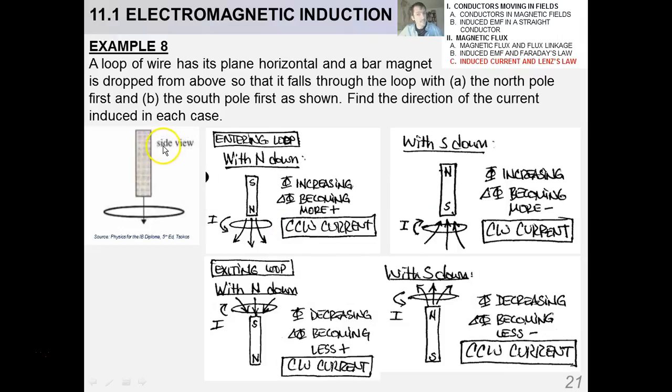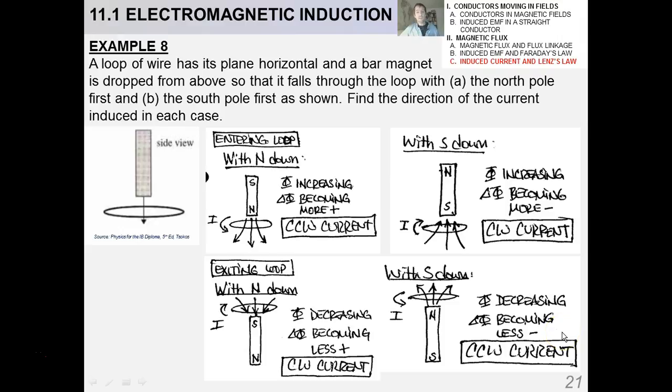Now, when it's exiting the loop, even though I ask, do I ask about exiting? I don't think I do directly. Anyway, when it exits, it's just the opposite. Okay, with the north pole down, it's a clockwise current. With the south pole down, it's a counterclockwise current.